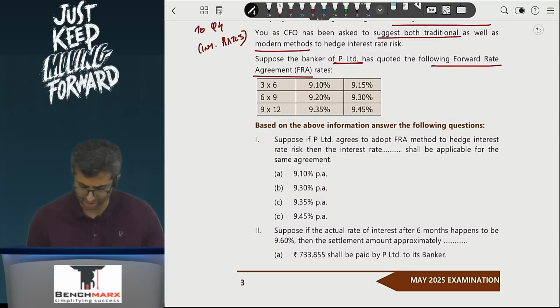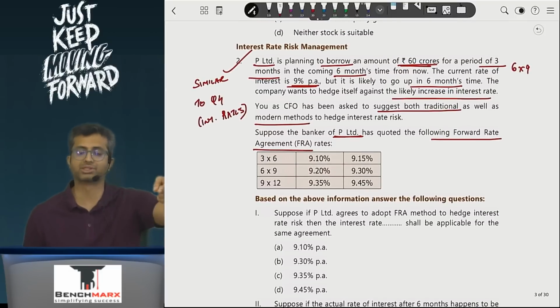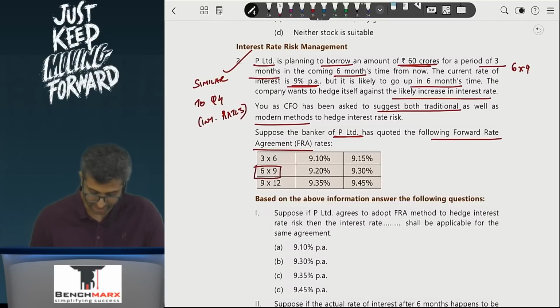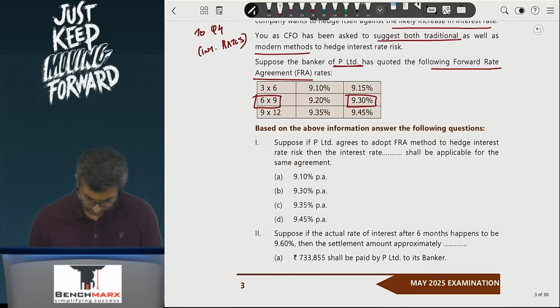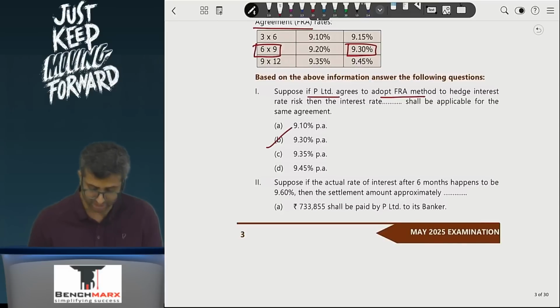So there are various things. If you need a borrowing after 6 months for 3 months, your ideal FRA is a 6 by 9 FRA. Within that, the lower rate will be the deposit rate, the higher rate will be the borrowing rate, and hence the banker, if they have to agree, will agree at an FRA at around 9.3%. Based on the above, answer the following. Suppose P agrees to adopt the FRA method to hedge against interest rate risk, the interest rate of dash will be applicable. We believe 9.3%, based on how we have interpreted the quotation.